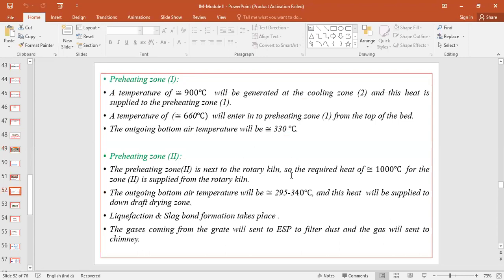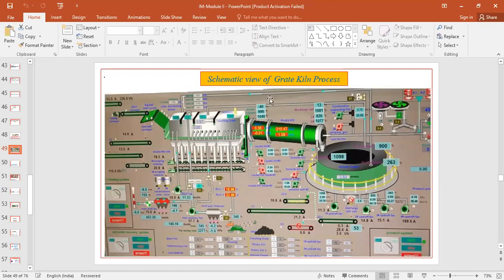So the preheating zone is next to the rotary kiln, so the required heat, approximately 1000 degrees for zone 2, is supplied from the rotary kiln itself, and the outgoing bottom air temperature will be around 295 to 340 degrees centigrade. You can see that the heat coming out from preheating zone 2 is coming out here, and you can clearly see in this picture the temperature around 340 is showing. So it is traveling, and it is entering into the drying zone. Okay.